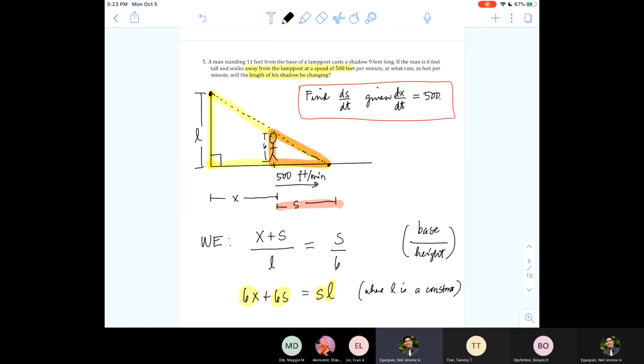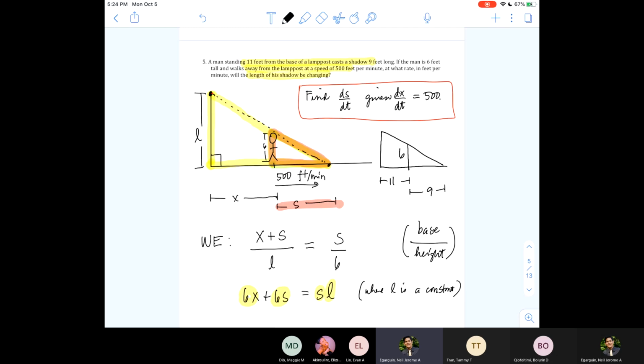If you go back to the problem, it says that a man standing 11 feet from the base of a lamppost cast a shadow 9 feet long. So that means at one particular instant, the triangles look like this. This is 6 feet, and then this is 11, and then this is 9, right? So the man is 11 feet away from the lamppost and cast a shadow 9 feet long.